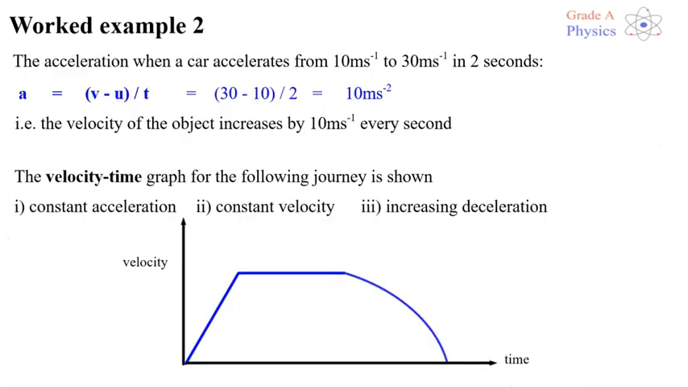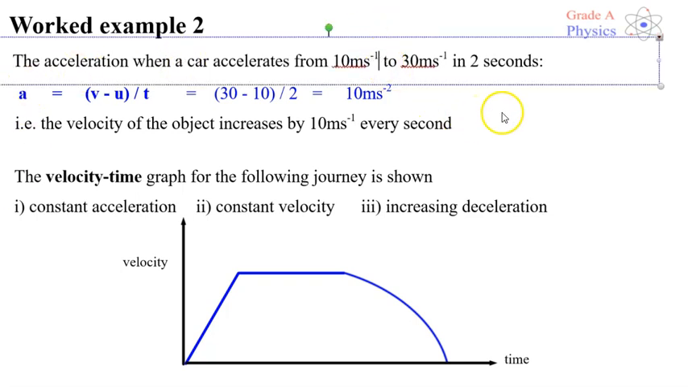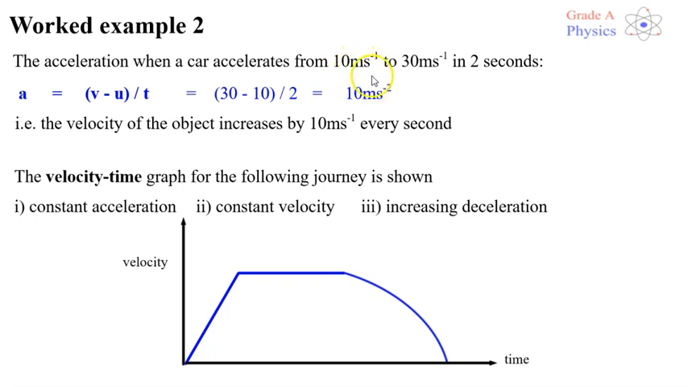Let's have a look at a simple worked example for acceleration. This is a nice, easy GCSE example. If we accelerate from an initial velocity of 10 meters per second to a final velocity of 30 meters per second in 2 seconds, what is the acceleration? We can use our formula from GCSE, a equals v minus u over t. My final velocity is 30, take away the initial velocity, which is 10. 30 minus 10 gives me 20, divided by the time taken, which gives 10 meters per second squared.